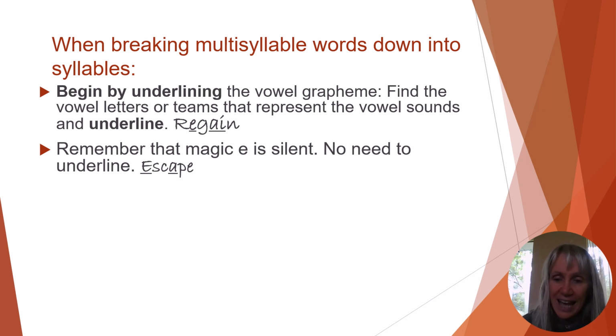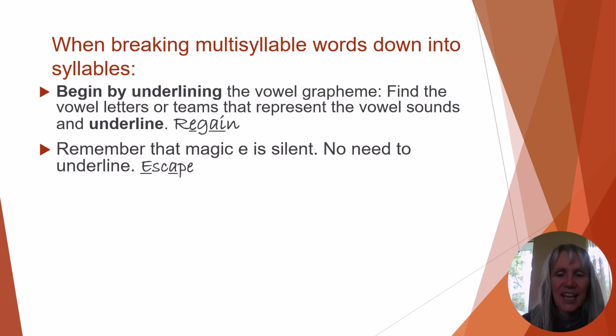So when we look at escape, the second syllable, cape, has an A underlined. The E makes that A say its name. So instead of hearing cap, I'm hearing the A sound, so I hear cape, cape.